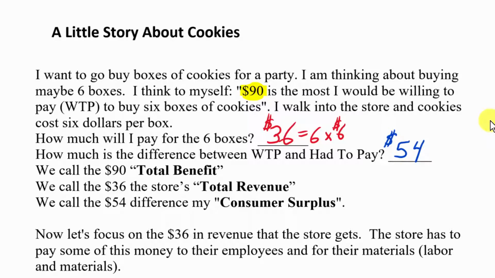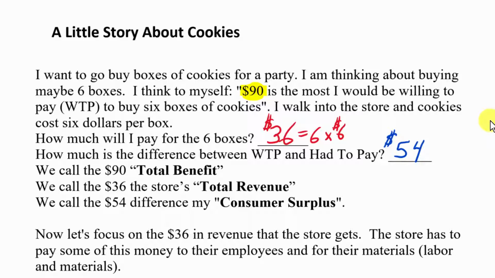Now, this $90 we were talking about, that is what in economics we call the total benefit. So what total benefit means is what's the most you'd be willing to pay to get this thing we're talking about. So here we're talking about 6 boxes of cookies. So this is how we measure benefits. We ask people, what's it worth to you? And the most direct, easily measurable way to measure what is it worth to you is to ask, well, what's the most you'd be willing to give up to get it? What's the most you'd be willing to pay?